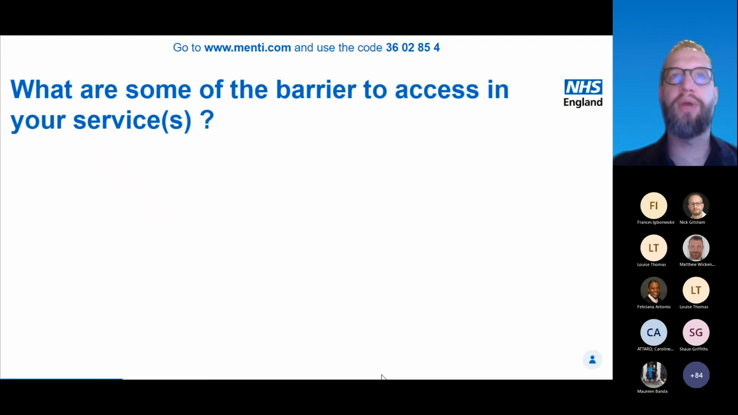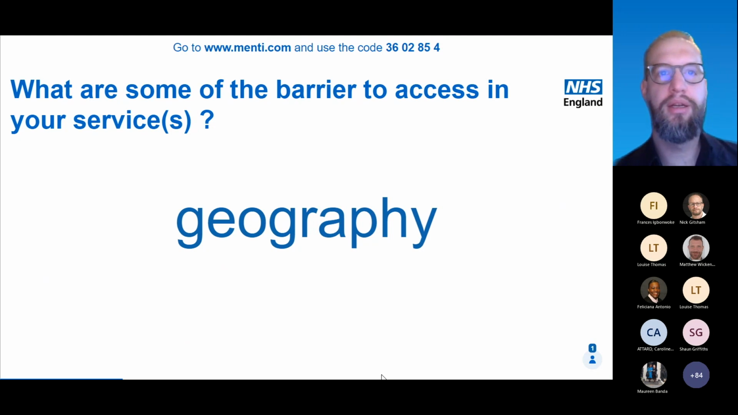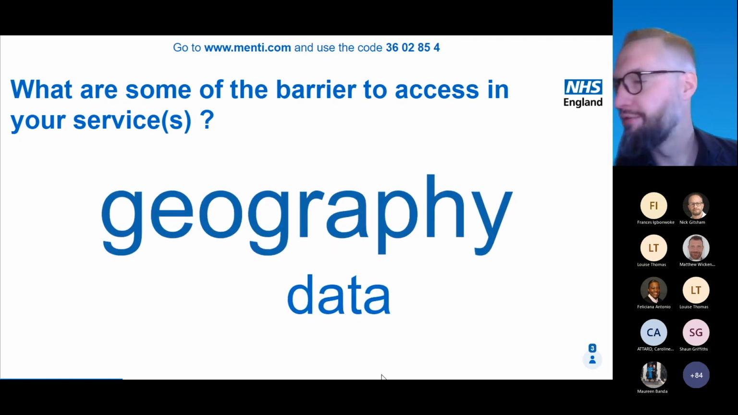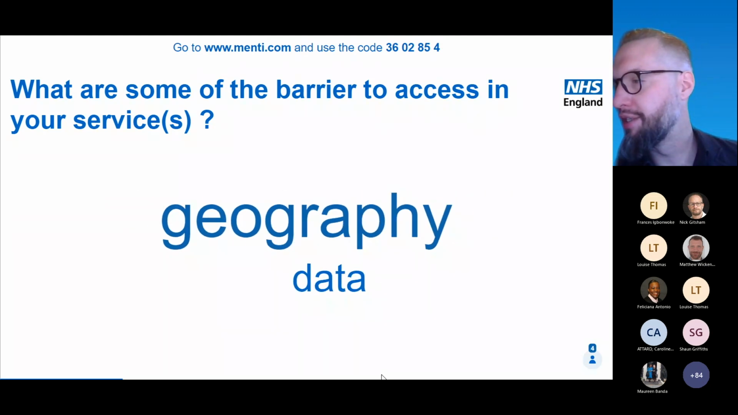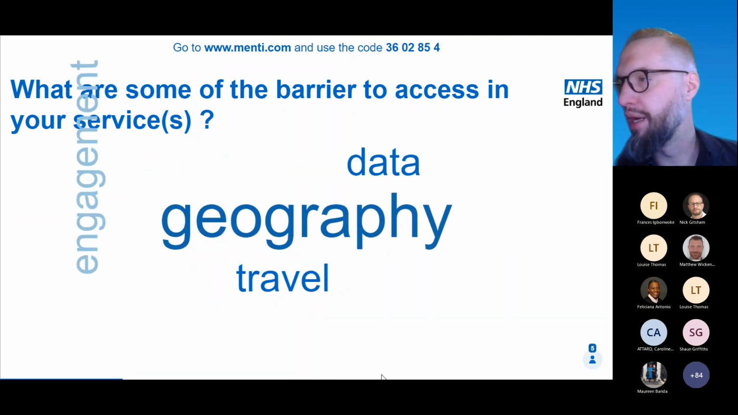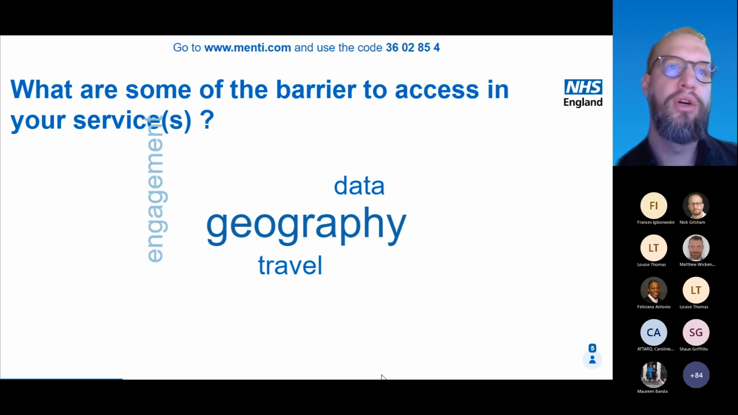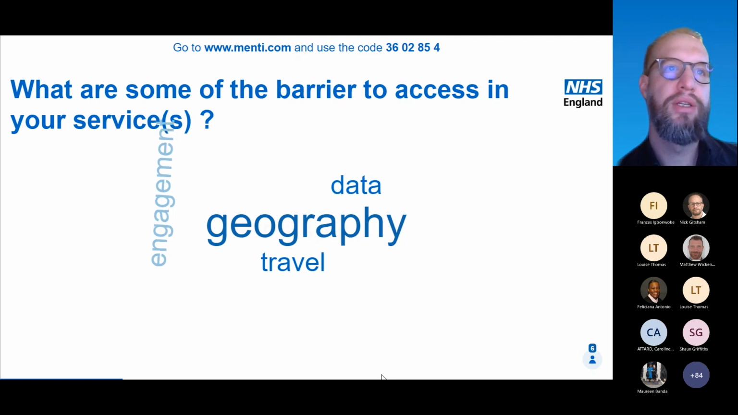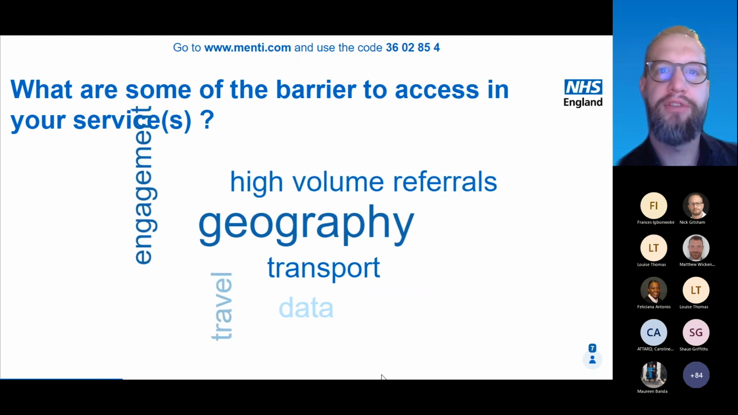Okay, so first question of the day, we're going to have a word cloud, and can you tell us about some of the barriers to access within your services? So you should have 3 options here. Yep, geography. Definitely a different challenge in urban areas than it is in rural areas, and some of our organisations cover incredibly large patches, varying levels of infrastructure.